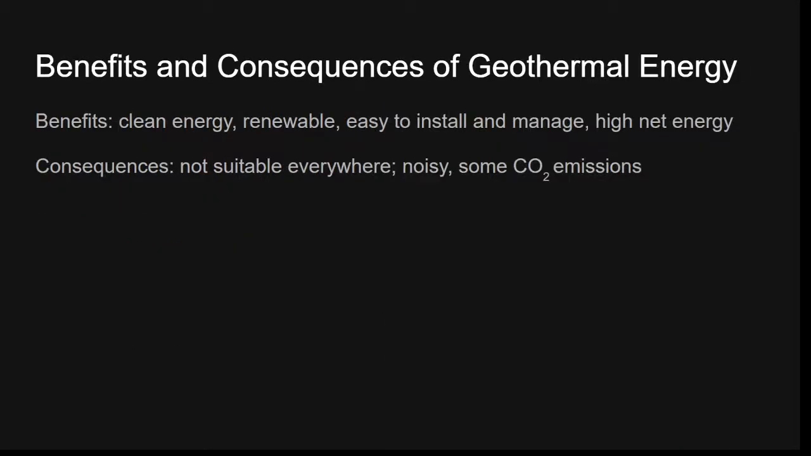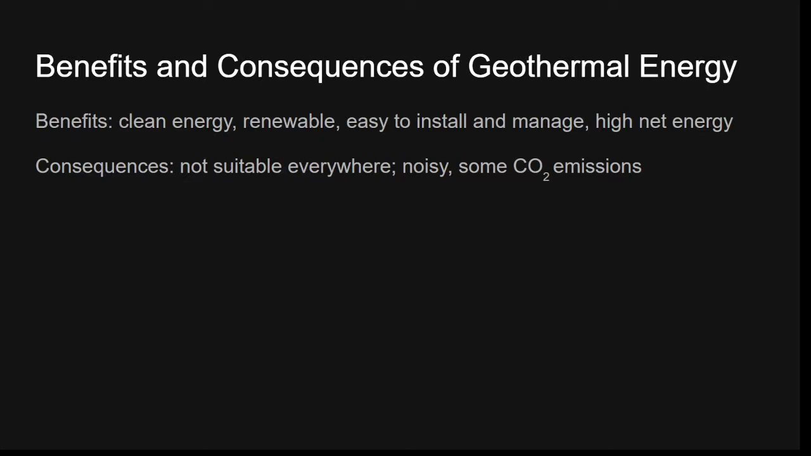There are benefits and consequences to geothermal energy. The first thing is that it is clean energy because we're not releasing any carbon dioxide, sulfur dioxide, nitrous oxides, any of those air pollutants. It's renewable because we're just using the heat trapped underground from Earth. They're easy to install and manage, and they have a very high net energy. So those are all great things for geothermal energy.